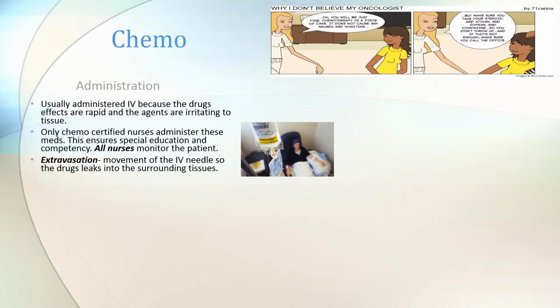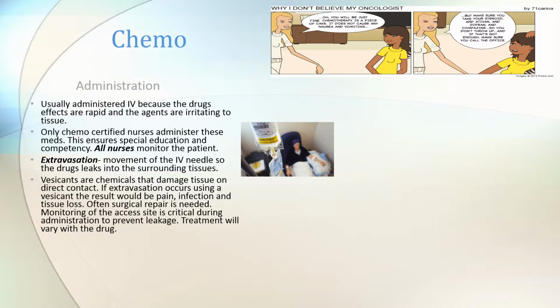Extravasation is not good. That is the movement of an IV needle that causes the drugs to leak into the surrounding tissues. Chemo medications are vesicants. They're chemicals that damage tissue on direct contact. If extravasation occurs using a vesicant, the result would be pain, infection, and tissue loss. Often, surgical repair is needed. Monitoring of the access site is critical during administration to prevent leakage. Treatment will vary with the drug.